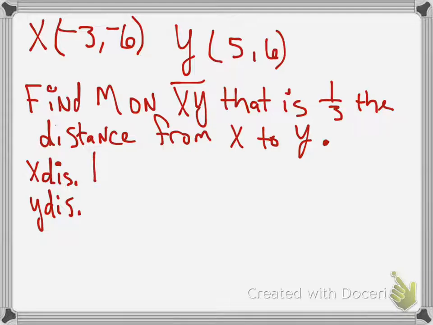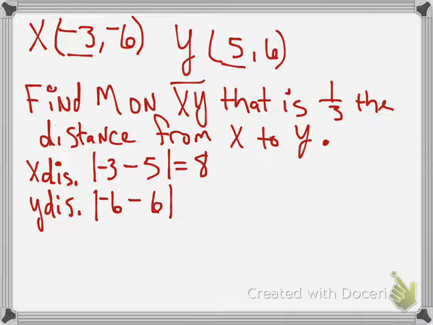All right, so I'm going to take the X distance. Remember, I'm subtracting. So I take the X coordinates, -3 and 5. Negative 3 minus 5 is negative 8, but the absolute value of that becomes positive 8. Then I'm going to do the Y distance. Negative 6 minus 6 is negative 12, and because of the absolute value, it becomes positive 12. Remember, these little lines mean they make it a positive answer no matter what. Then I'm going to multiply both of these by 1/3. I do that, I get 8/3, and here I get 4.